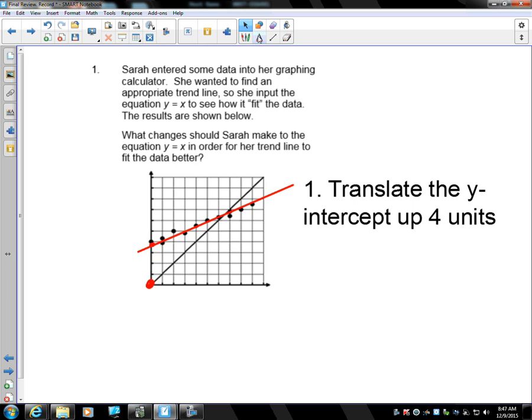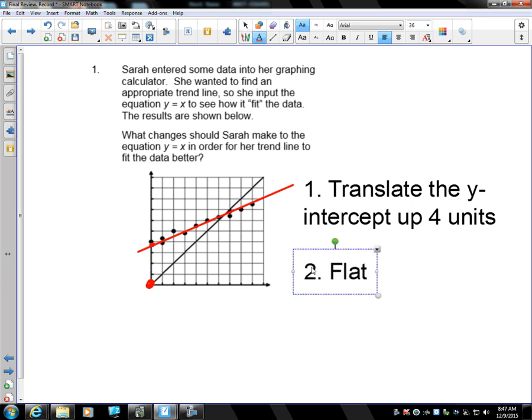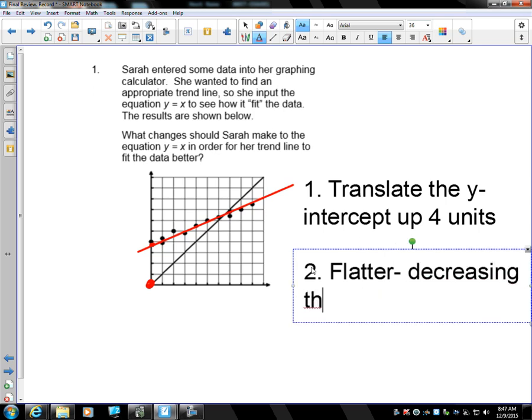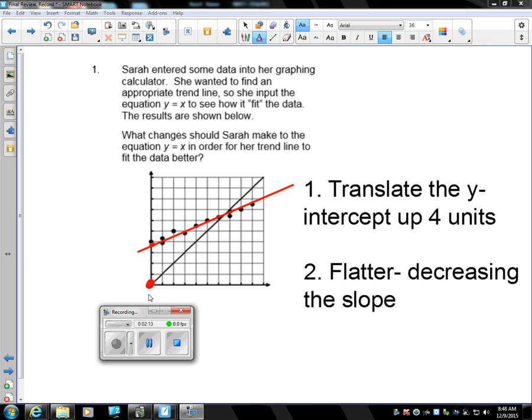So when we make a line flatter, what that means is that we are decreasing the slope. Okay? So we needed to move the y-intercept up 4 units, and then we needed to decrease the slope to make the line flatter. So that is number 1.